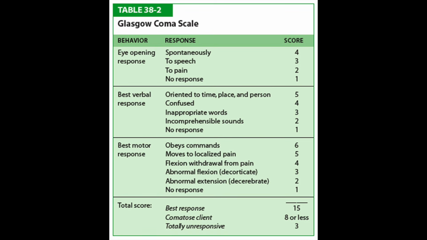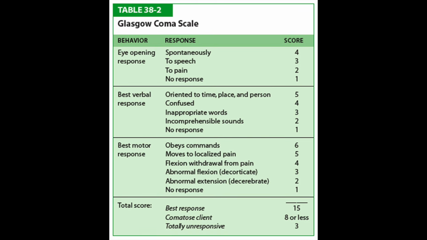Now, for best verbal response, this means the patient is able to answer all 3 orientation questions correct. The 3 questions being, do you know where you are? Do you know what date it is? And do you know who the president is? The patient has to get all 3 correct to get a score of 5. If they get even 1 incorrect, then they get a score of 4 and they're considered confused.